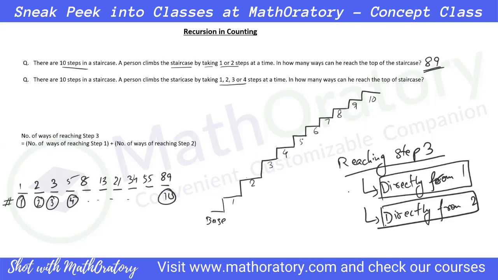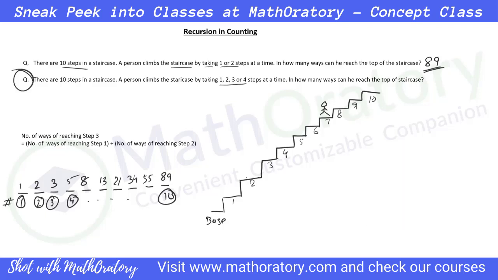So let me take a higher value. So let's say the person has reached step number 7. So the person is standing on step number 7. So from where can he reach step number 7? So let me take these things off. He could have directly reached 7 from which possible step? So he could have reached 7 directly from 6 by taking 1 step, directly from 5 by taking 2 steps, directly from 4 taking 3 steps, or directly from 3 taking 4 steps, right?